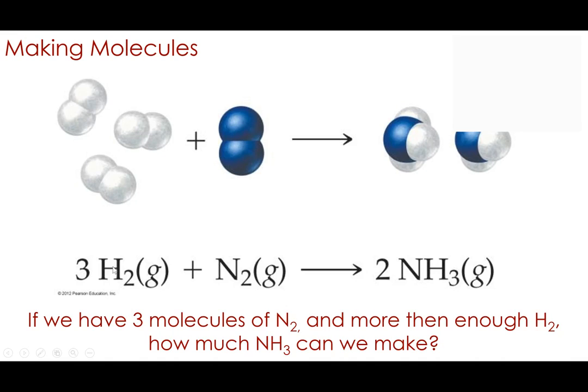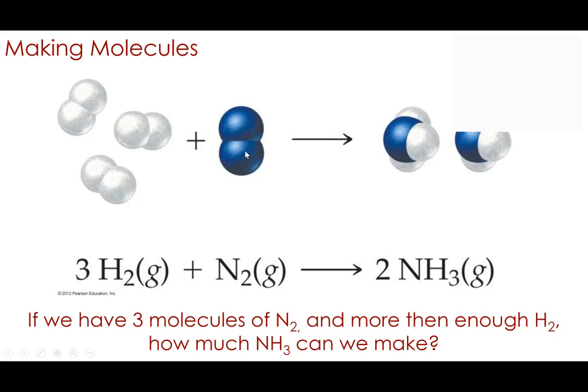So what if I had plenty of hydrogen in my laboratories? I got a whole bottle of hydrogen, but I open up my cabinet and I only see 3 molecules of nitrogen. So a whole bunch of this, but only 3 molecules of nitrogen. How much ammonia could I make?